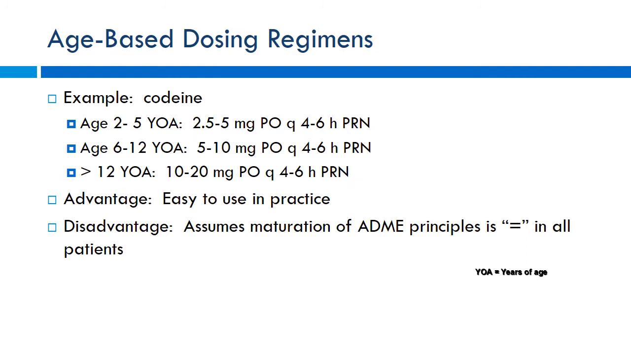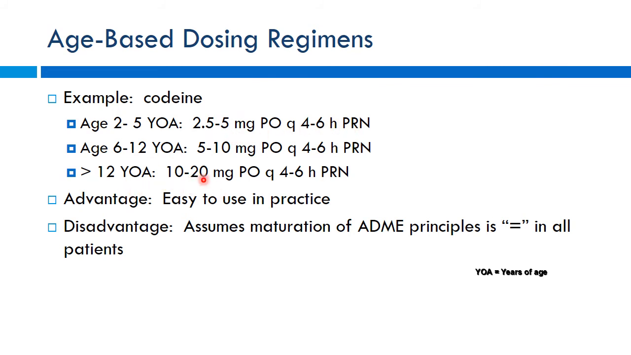So looking at some age-based or different dosing regimens, we can see age-based here. So for example, codeine, age-based just means you look at the age of the patient and you decide how much you're going to give based on that. So for instance, 2 to 5 years old may receive between 2.5 and 5 milligrams every 4 to 6 hours as needed. For a greater than 12-year-old, say 10 to 20.